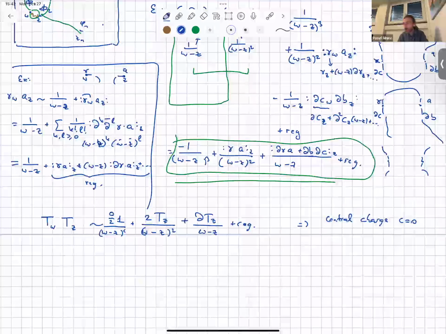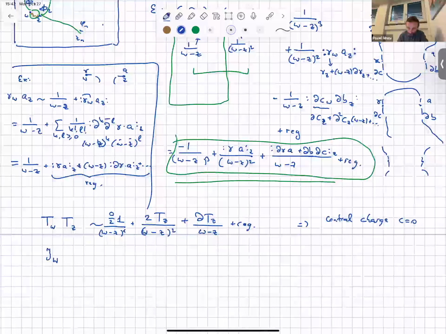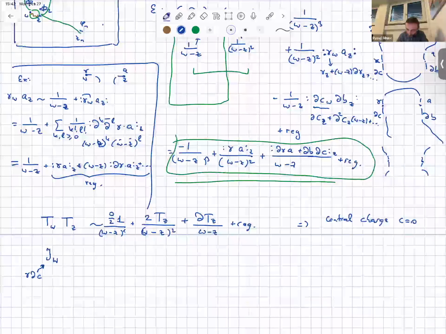Now, we can also do some other examples. For instance, what were other important players in the game? There was the field J, which was the BRST Noether current associated to BRST symmetry. What was it? It was gamma del C. So that was from the previous hour.